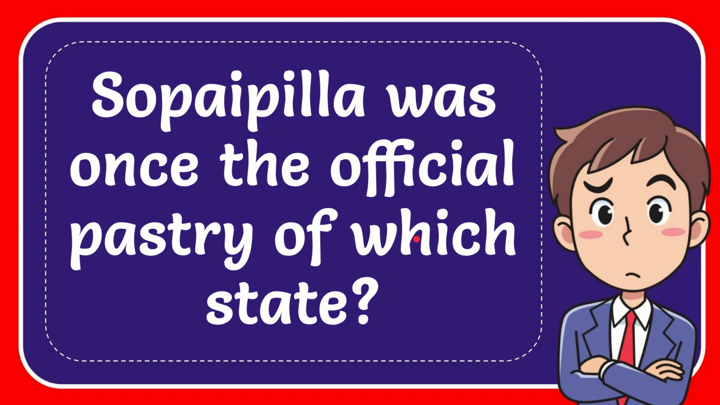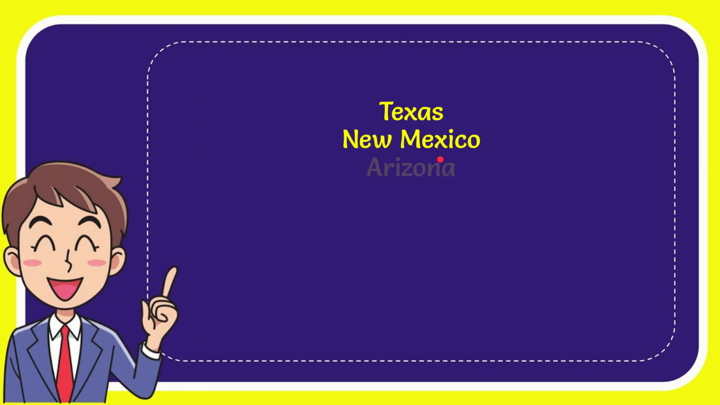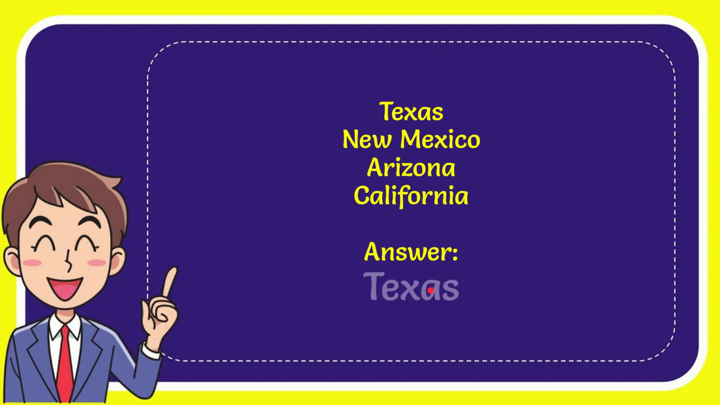In this video, I'm going to give you the answer for this question. The question is, Sopaipilla was once the official pastry of which state? Well, now I give you a list of the options, and here is the list of the options: Texas, New Mexico, Arizona, and the very last option is California. And the correct answer for the question is Texas. That's the answer for the question.